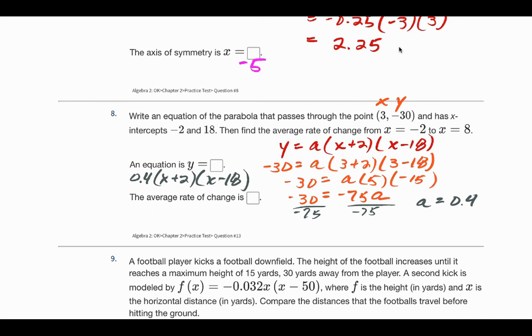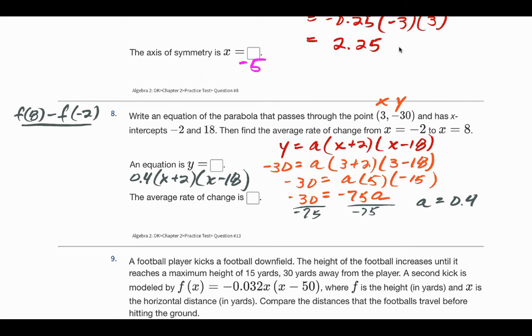All right, remember our average rate of change, the formula I told you, the easiest way to remember it is take the big number. So we're going to take f of 8, and then we're going to subtract our smaller number from it.